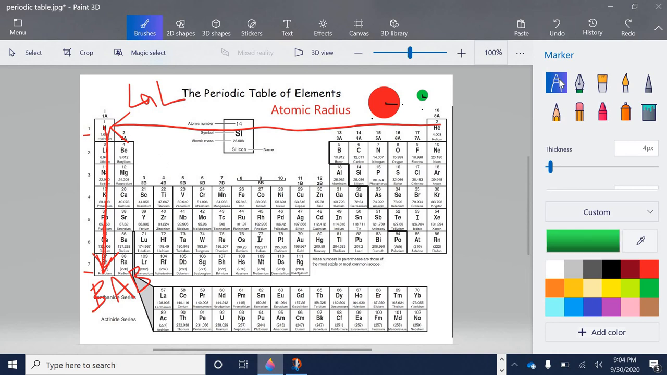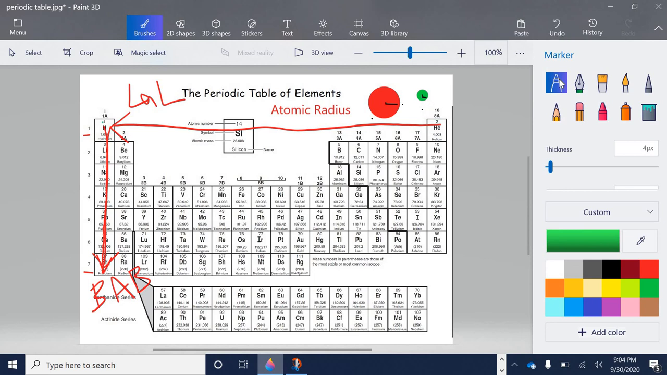That means if you're comparing two things in the same group or column, for example, let's say we were looking at nitrogen versus arsenic, the one further down would have the larger atomic radius. So arsenic would be bigger than nitrogen. But what about across, right? We go bigger from left to right.